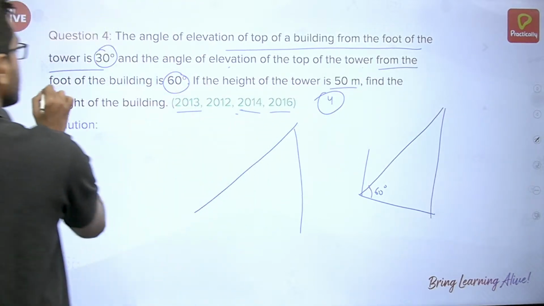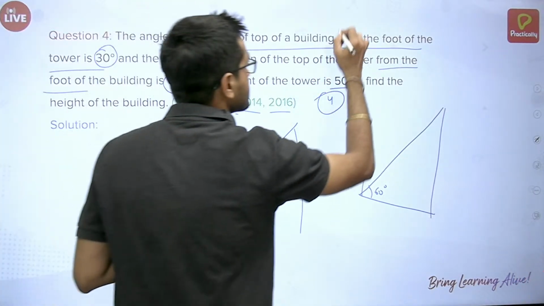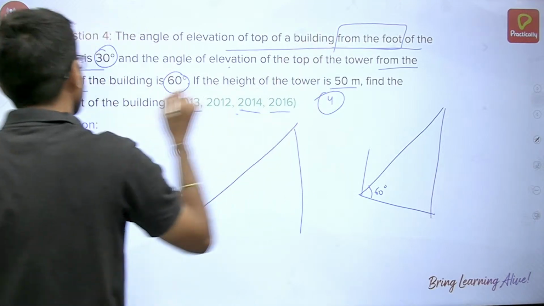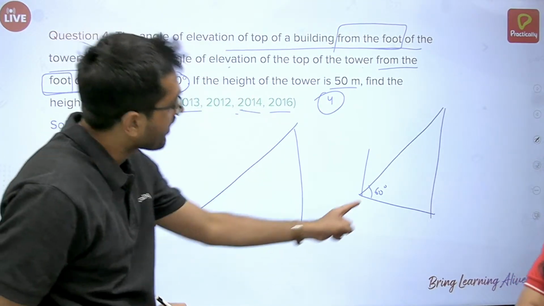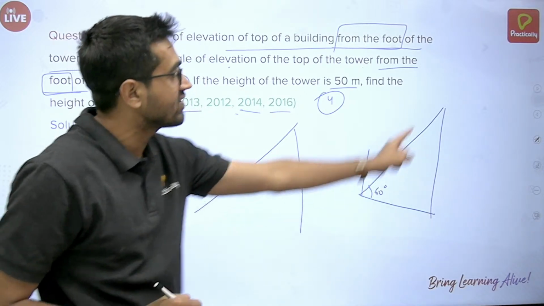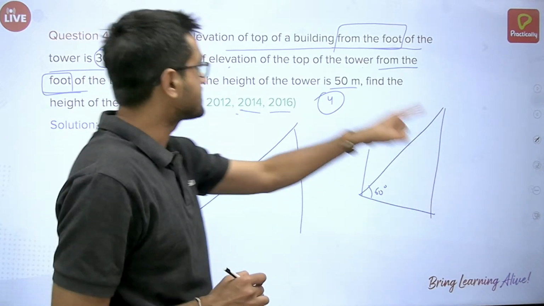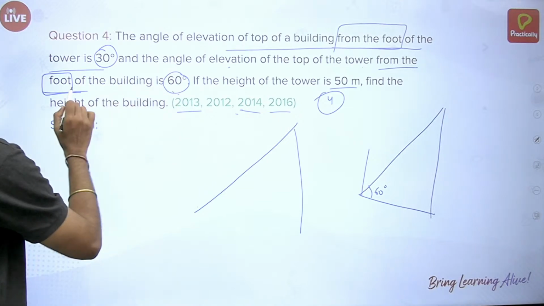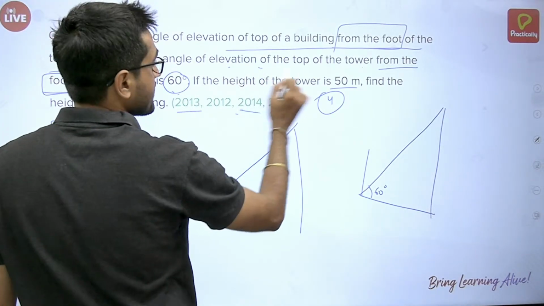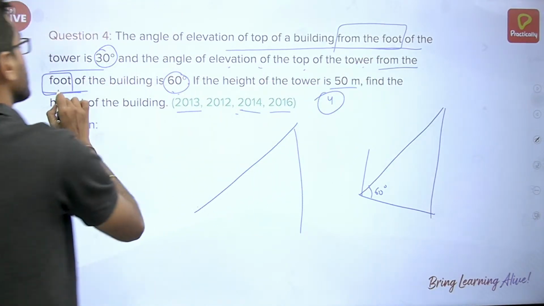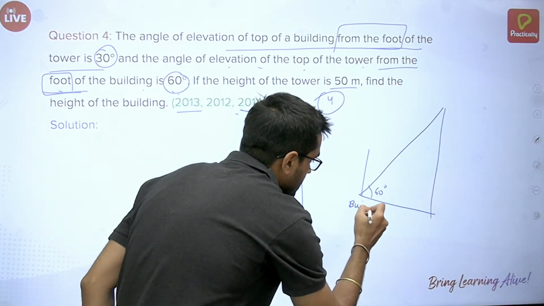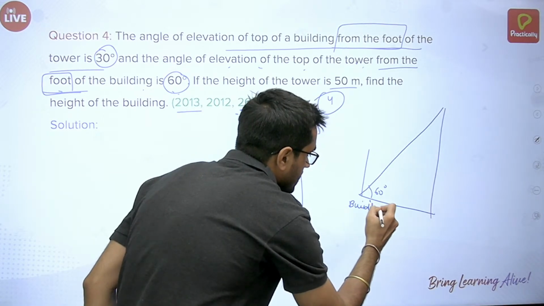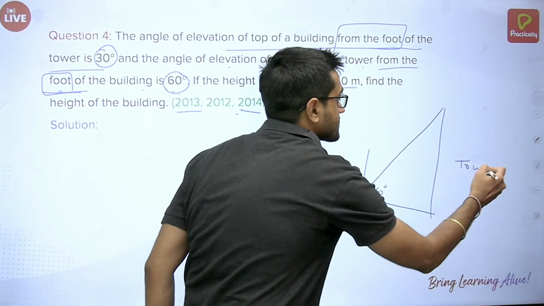I am watching both the things from the foot. See, these are the words that you have to understand. You are watching both the things from the foot. This simply means that one of them you are watching at a 60 degree, which will be at a higher level. Which thing you are watching at 60 degree? The angle of elevation of the top of the tower from the foot of the building. So you are watching from the foot of the building, and you are watching a tower.